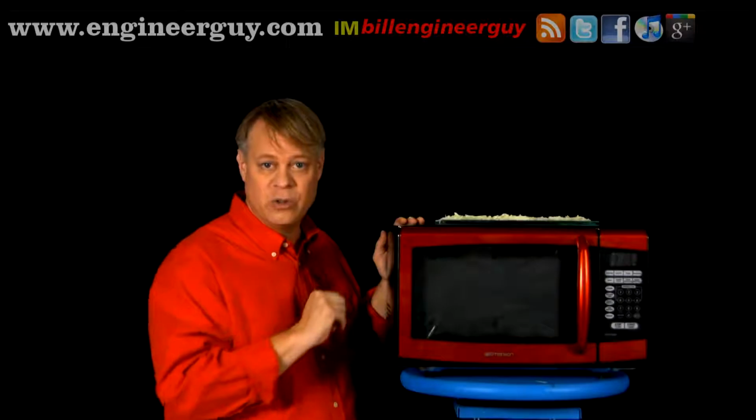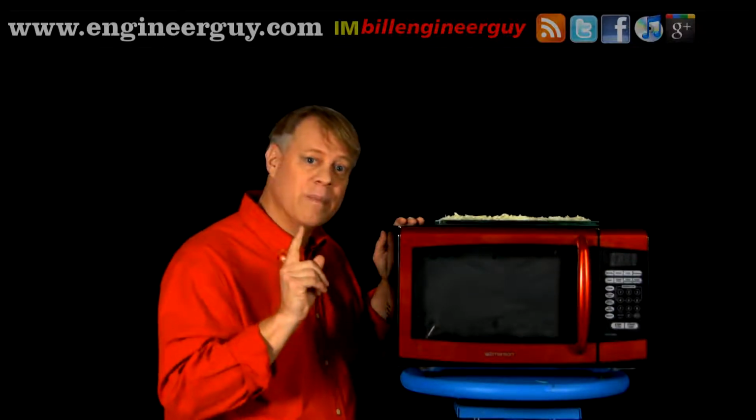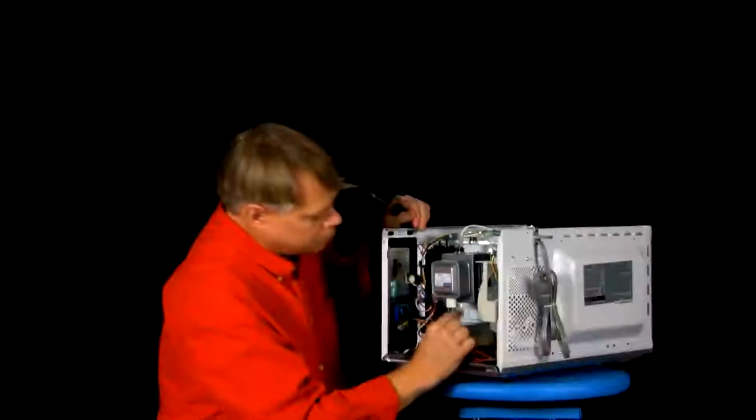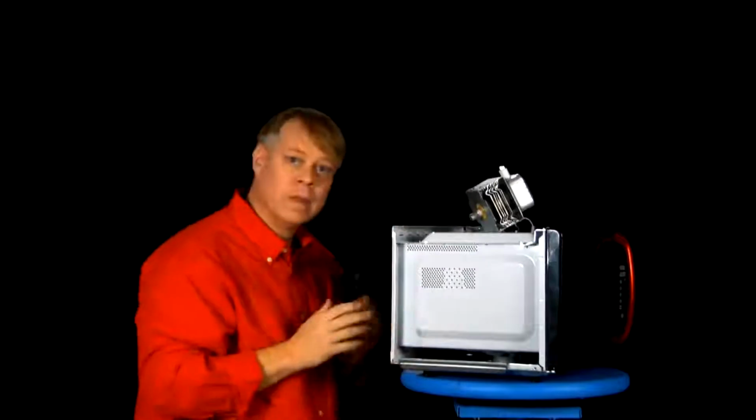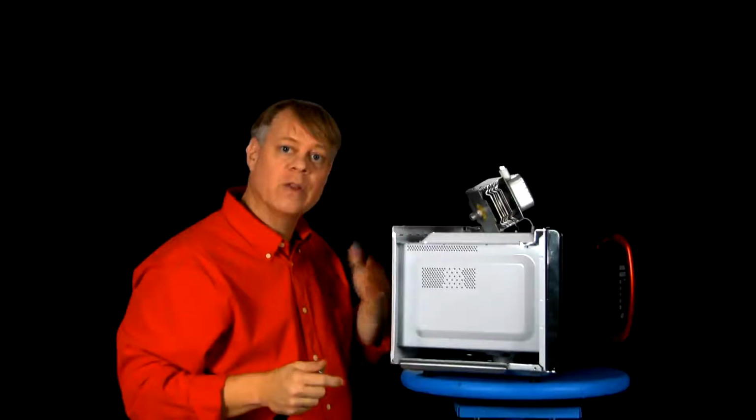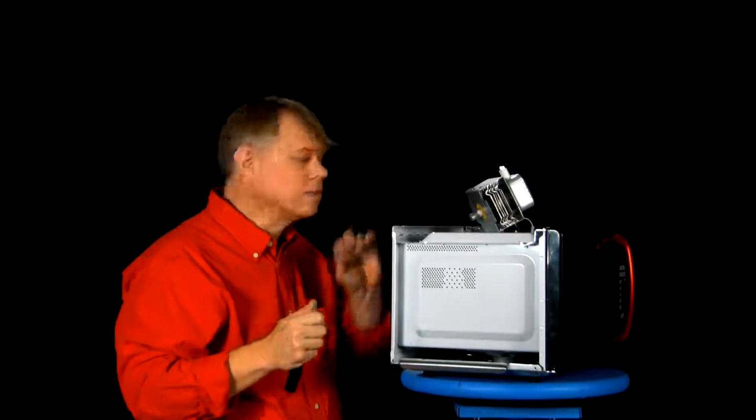Now, the real engineering in the microwave oven lies in creating the magnetron that generates high-powered radio waves. It's truly an amazing and revolutionary device. The vacuum tube is inside here. These are cooling fins, thin pieces of metal that dissipate the heat as the magnetron operates.